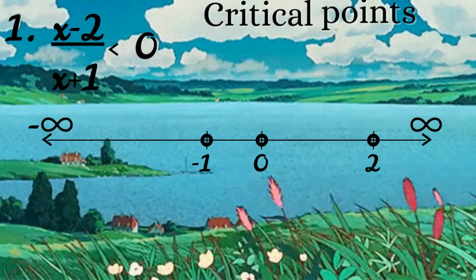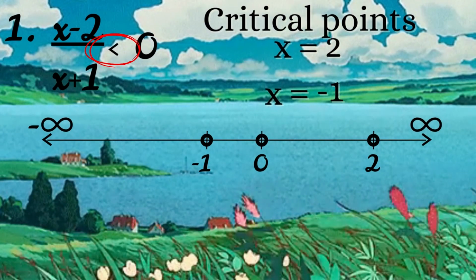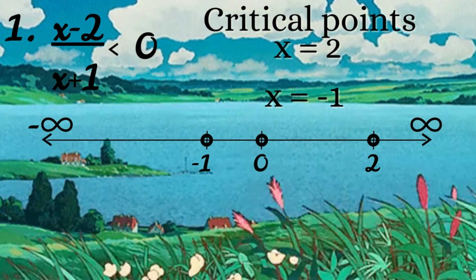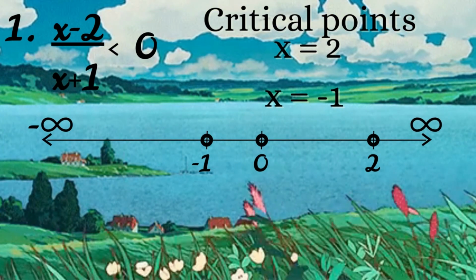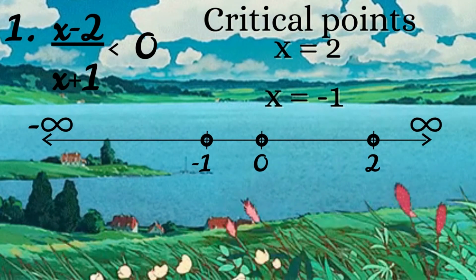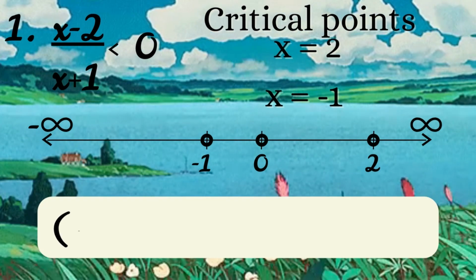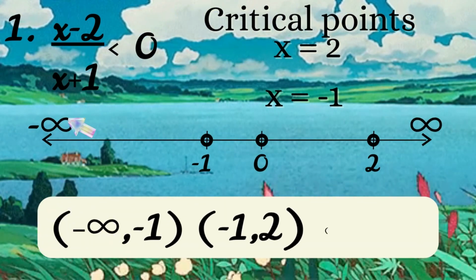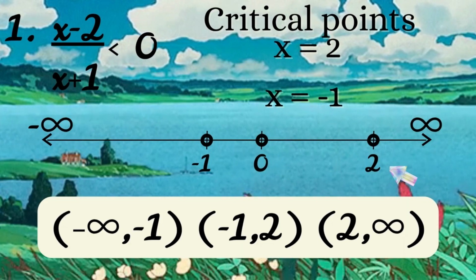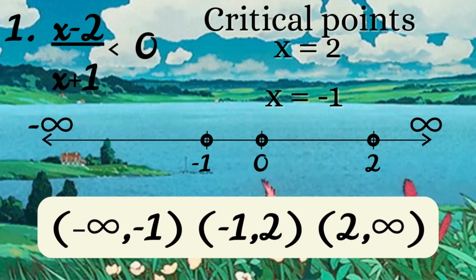Since our symbol is less than 0, we only use parentheses for the interval notation. x = 2 and x = -1 are open circles. Our intervals are (-∞, -1), (-1, 2), and (2, ∞).